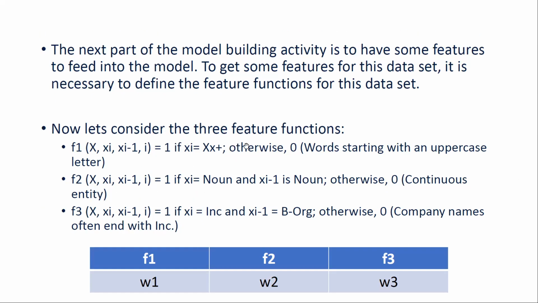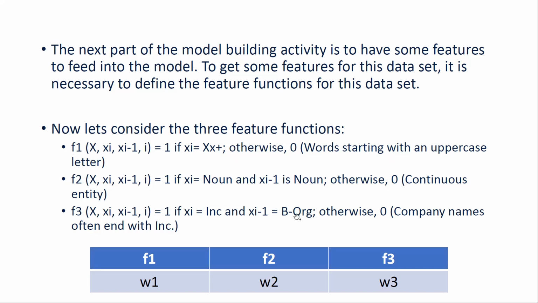So now let's consider the three features. Let's discuss these three. The first one is the same one, the word starting with an uppercase letter, so XX plus. I have already told you the meaning of this. The second one is that we want to look for a continuous entity, where the first and the second word both are nouns. If this comes up, it is a continuous entity. And if a company name comes up, you can say that the XI is Inc. and the one word before that is the beginning of the organization.